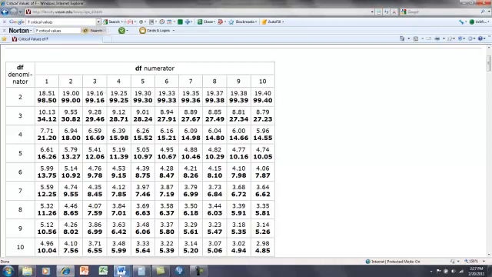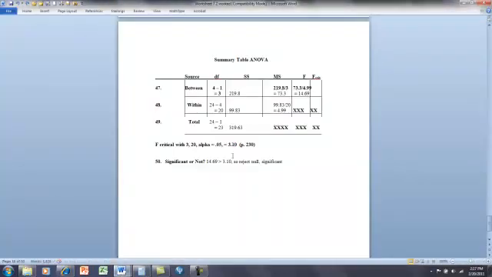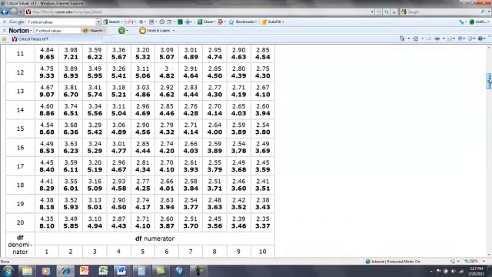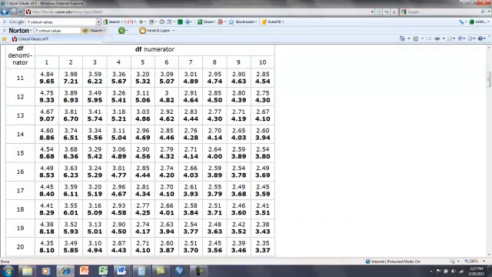Let's go back and just see what that is. This is the numerator, 73.3. We're going to divide by 4.99. This is the numerator. This is the denominator. The degrees of freedom in the numerator is 3. The degrees of freedom in the denominator is 20. So 3 degrees of freedom in the numerator. Okay. And we've got to find 20 degrees of freedom in the denominator. And here it is right here. 3.10. That is our critical value of F.